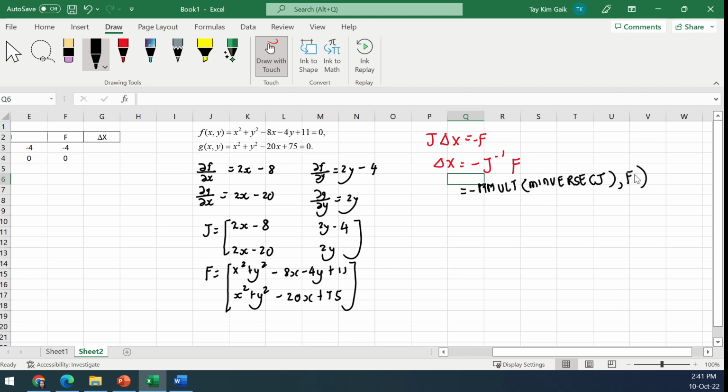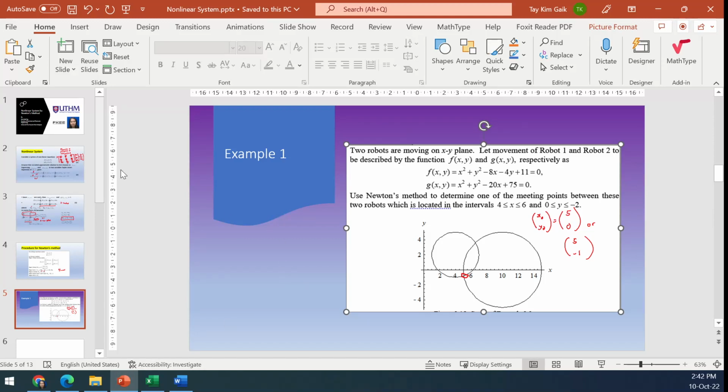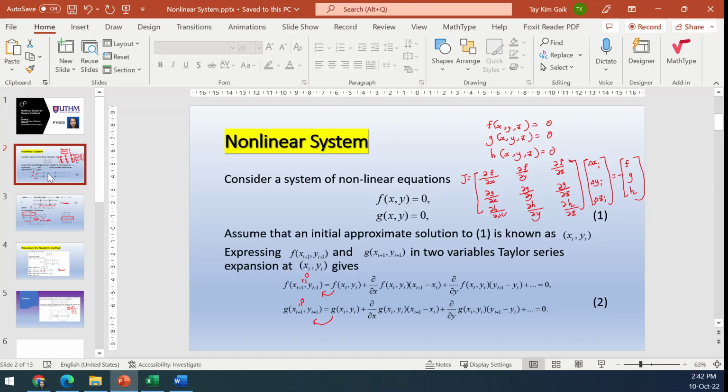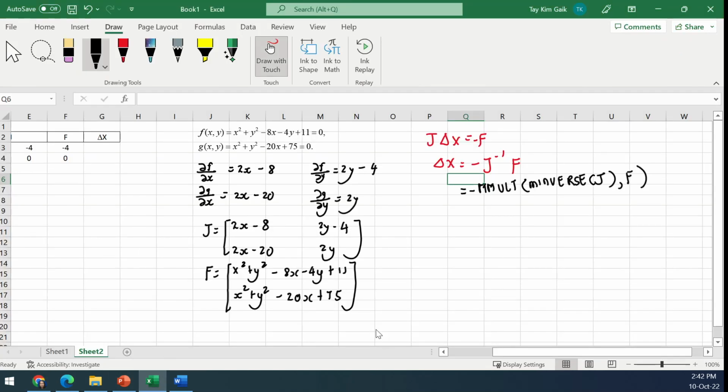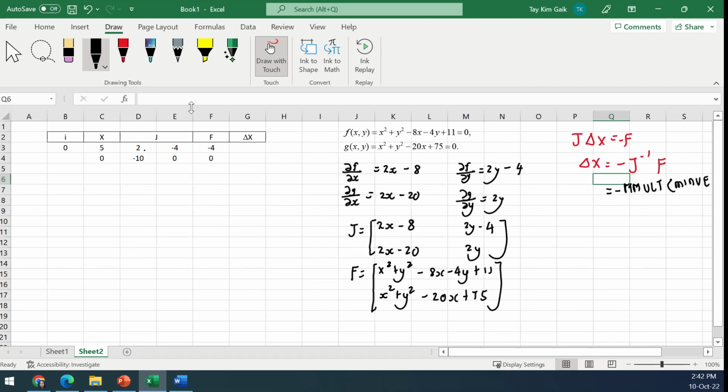Matrix multiplication is: the first matrix is J inverse, and then multiply with vector F, negative, because when we do the two variable Taylor series expansion, the left hand side is equal to 0. When you bring the f(xi, yi) and g(xi, yi) to the left hand side, you get the negative there.